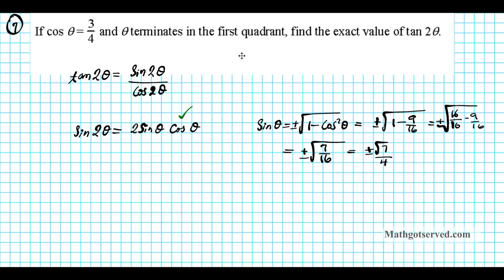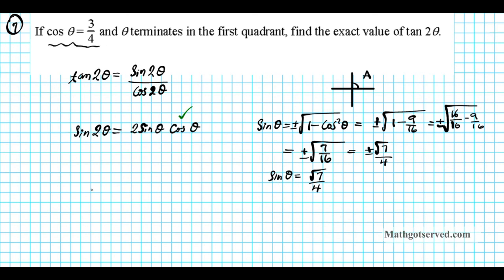Well, since theta terminates in the first quadrant, what does that tell me about the sign of sine? So we'll make our nice little quadrants right here, coordinate system. And we know this is where theta resides, and we know this is where A is. A means all 6 trig functions are positive. So we can conclude that sine theta is equal to positive root 7 over 4. Okay? Now we know sine theta is this, and earlier it was indicated to us that cosine theta is 3 over 4.